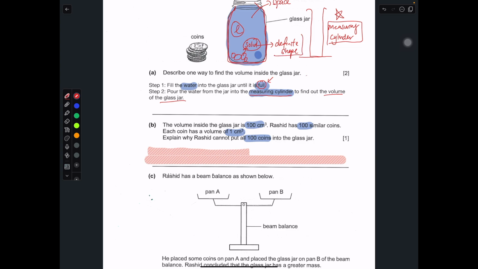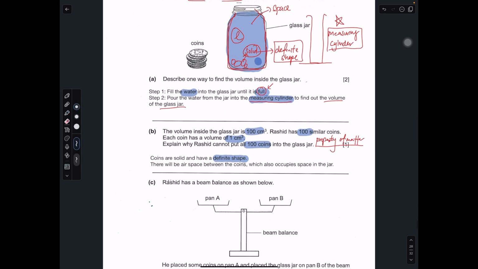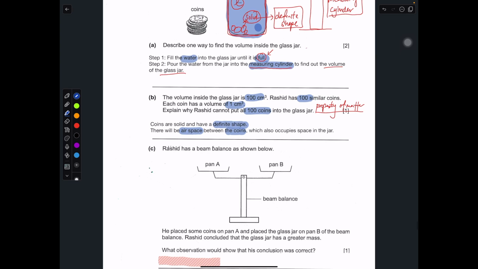Okay, for this kind of question, you have to use the property of metal. What does property of metal mean? Definite shape, definite volume. Whether it is solid, liquid, or gas. Then use the property to explain it. Okay, that will be one part. So coins are solids. They have a definite shape. Because of this, there will be airspace between each coin, which also occupies space. The coins cannot fit into the jar nicely, so the air spaces inside will not allow all the remaining coins to fit in.